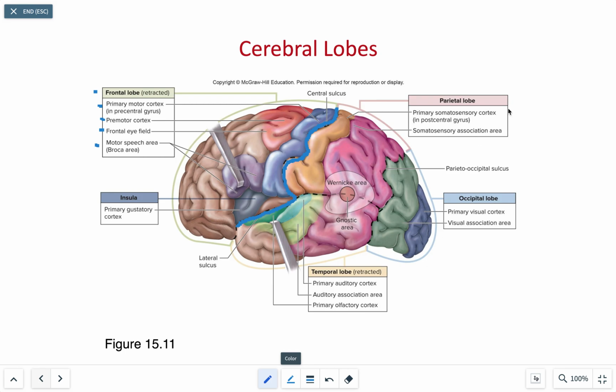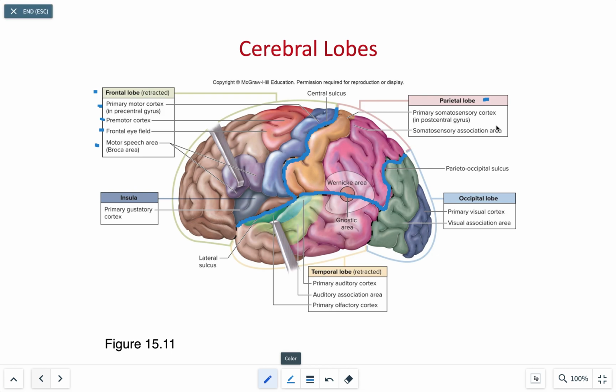The next region is going to be the parietal lobe. When we're looking at the parietal lobe, the boundaries are first described as terminating at the posterior position of the central sulcus, and then its boundaries also run along the lateral sulcus, and then we have the parieto-occipital sulcus. So this region right here would be what we classify as the parietal lobe.